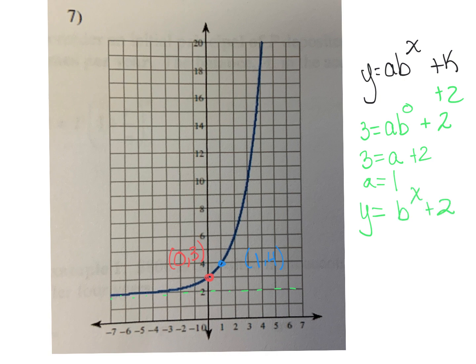So we can plug in that (1, 4) ordered pair to find the b value. So we get 4 equals b to the first plus 2. So b has to equal 2, and then we can write our equation: y equals 2 to the x plus 2.